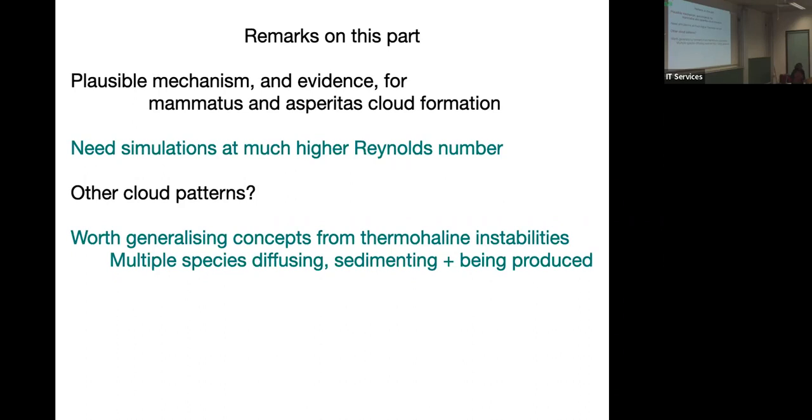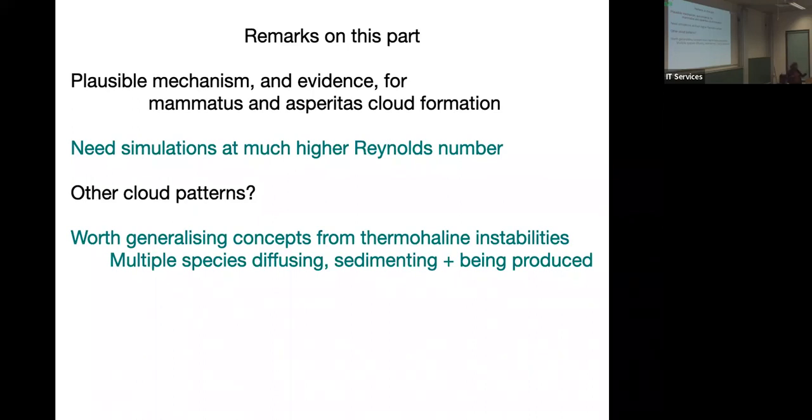Another thing, and this is for you, Laurette. It's worth generalizing the concepts we know from thermohaline instabilities, because there we have two species which are diffusing very differently. Here we have multiple species: water vapor, temperature, and actual droplets. We have multiple species diffusing, and in various chemical industry situations like sprays, we may have even more species diffusing. Right now we took the Prandtl number and Schmidt number as one, but depending on the situation, those things may be vastly different.